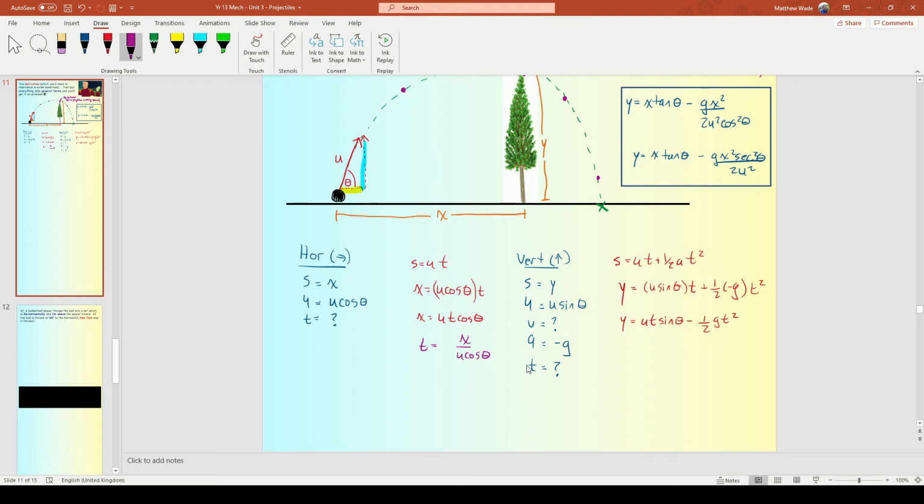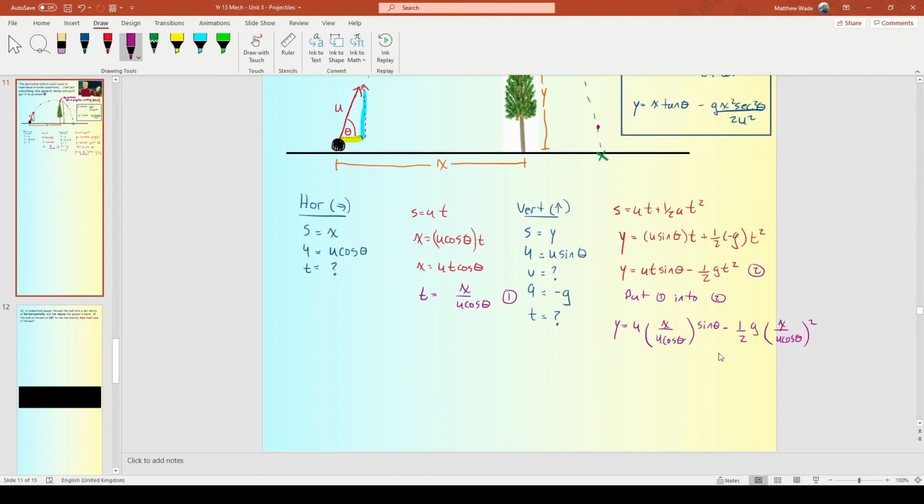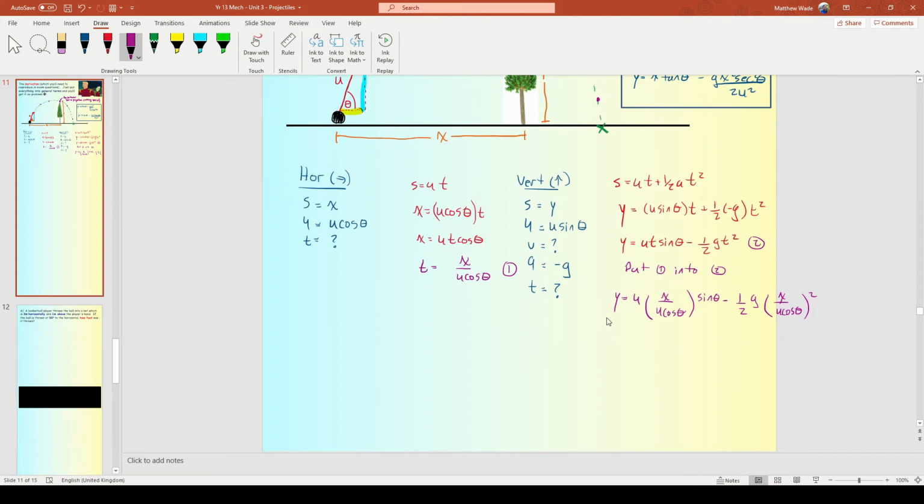Right? Right. And what we can do then is we can pop this bad boy in. So put that one in. That can be 1, 2. We can put 1 into 2. Because when you do that, check it out. You get y equals u. T is actually x over u cos theta, sine theta. Take away 1/2. G, and t, again, is x over u cos theta, but this time squared. Cool beans, buddies. Okay, sweet. So, here we go. Next line, then.